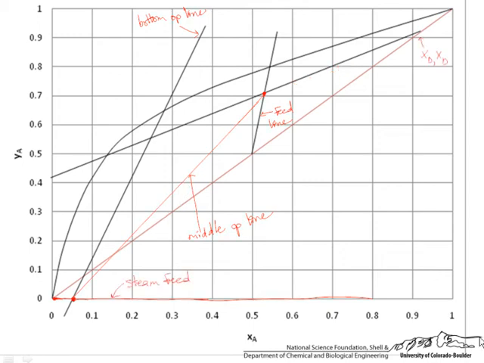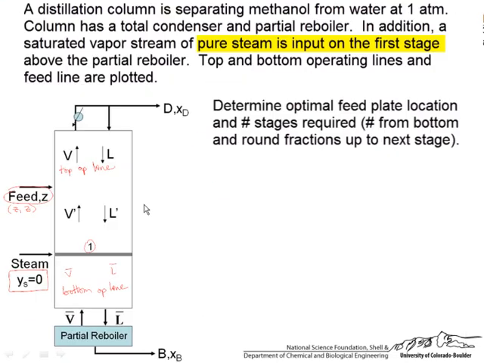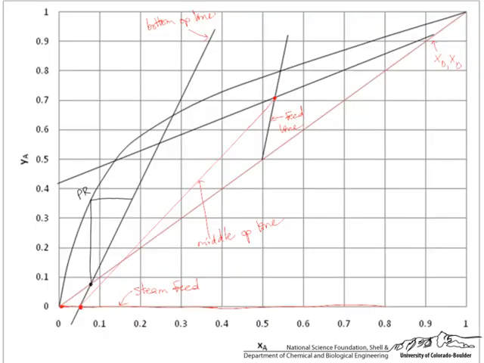Now we will step off stages and we will start at XB, XB. So we will start here and step off. This first stage is going to be a partial reboiler. And you may want to go all the way to the middle operating line at this point, but it tells us in the problem statement that the feed enters on the first stage above the partial reboiler. And so we have to stay on the bottom operating line for the partial reboiler.